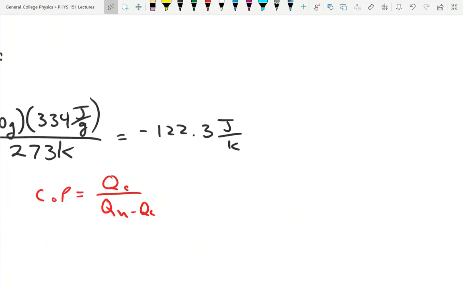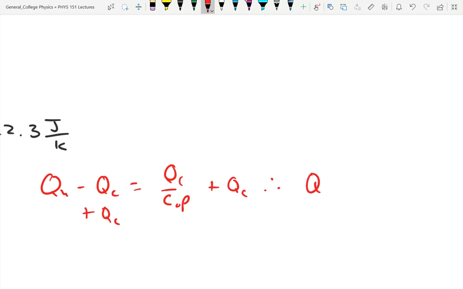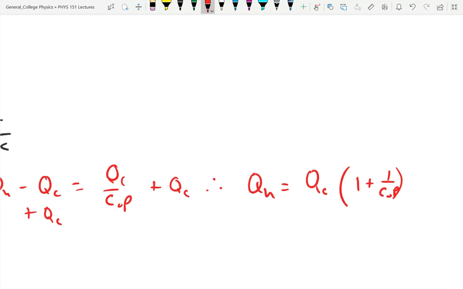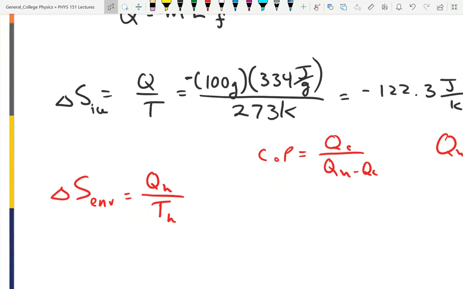So solving that for Q hot, first thing I'm going to do is put Q hot minus Q cold is equal to Q cold over coefficient of performance. And then I'm just going to add Q cold to both sides. And I get Q hot is equal to Q cold times 1 plus 1 over the coefficient of performance. So now I can come back here. What was my Q cold?